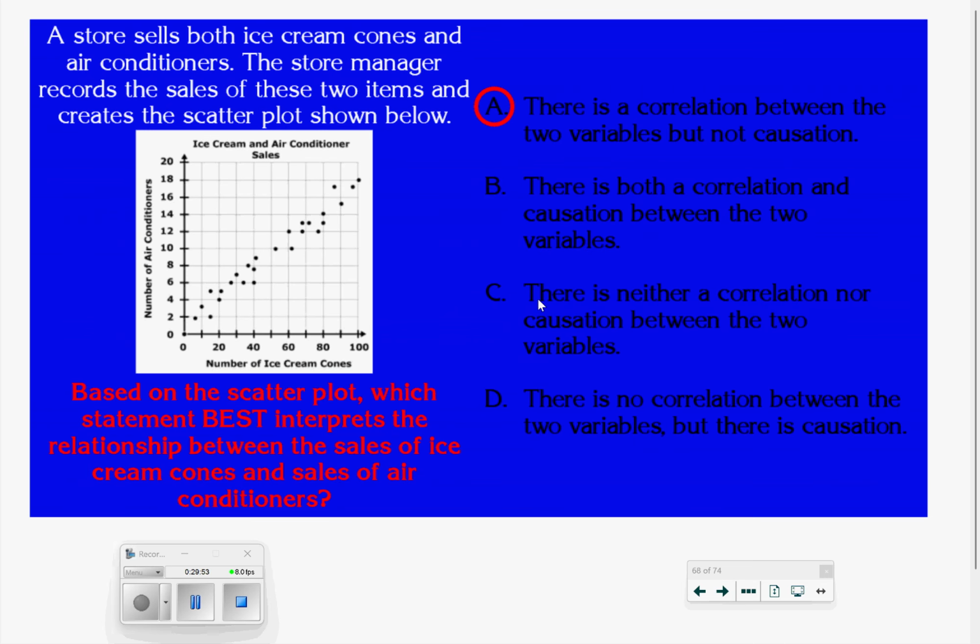All right. The answer is A. There is a correlation between the two variables, but not a causation. So as ice cream sales go up, air conditioner sales go up, right? Now, is the number of air conditioners going up because of the ice cream cones being sold? No. But is it possible both are going up because it's getting hotter? Yes. So just because there's a correlation doesn't mean there's a causation.